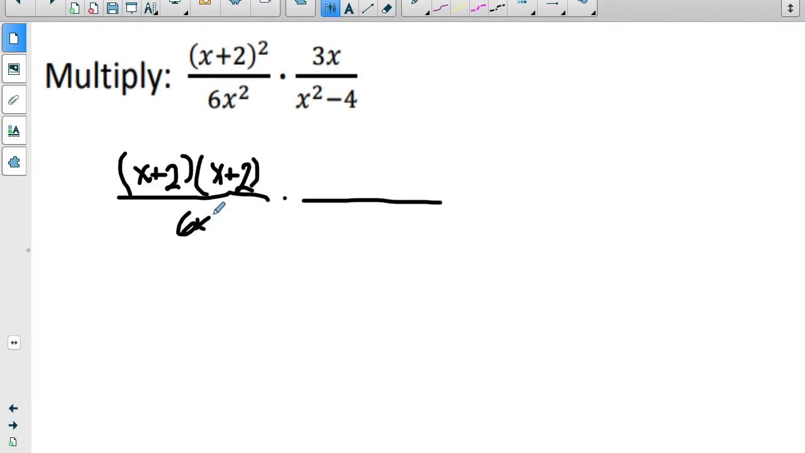Over 6x squared, 3x. Now, all of these here have been pretty easy so far. X plus 2 squared is just x plus 2 times x plus 2. 6x squared is just 6x squared. There's no way that we can simplify that. And 3x is as simplified as it gets. Now, x squared minus 4, we can factor that. 2 sets of parentheses. Now this here is a difference of perfect squares because x squared is a perfect square and 4 is a perfect square. So what that'll give us is x plus 2 times x minus 2.